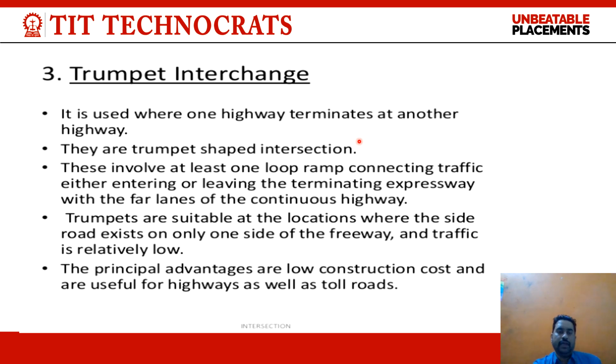Trumpet interchange. It is used when one highway terminates at another highway. There are trumpet-shaped intersections. These involve at least one loop ramp connecting traffic either entering or leaving the terminating expressway with the far lanes of the continuous highway. Trumpets are suitable at locations where the side road exists on only one side of the freeway and traffic is relatively low. The principal advantages are low construction cost, and they are useful for highways as well as toll roads.